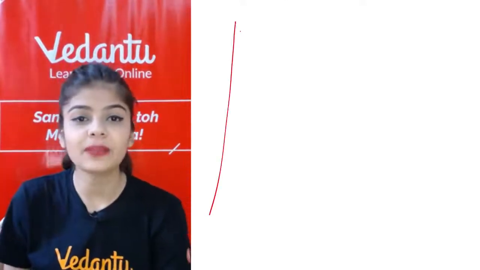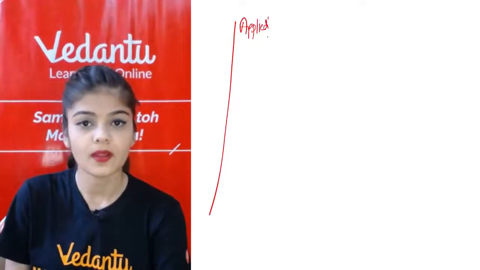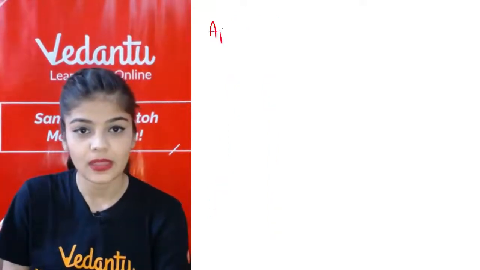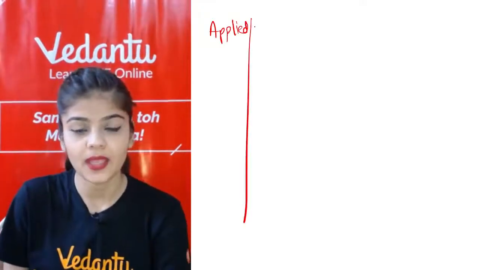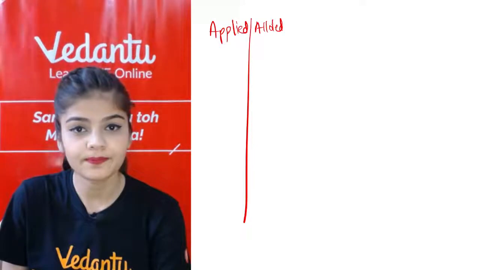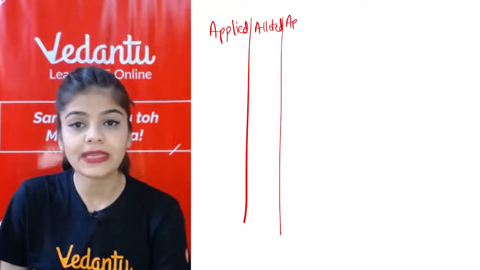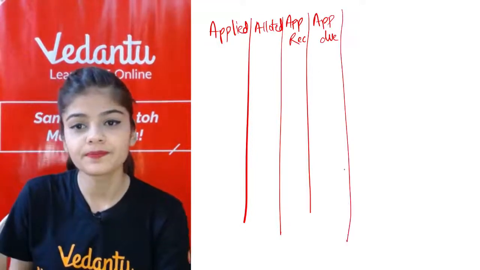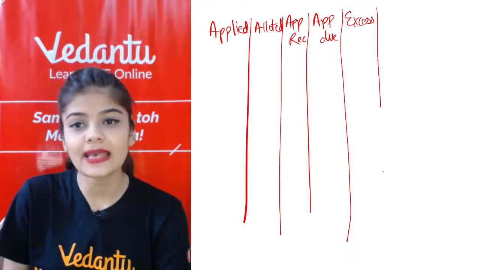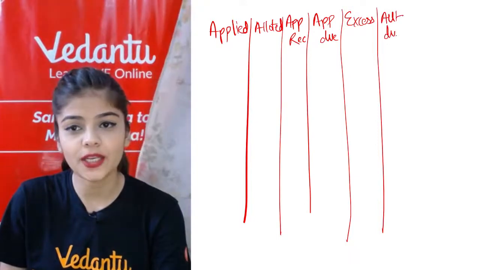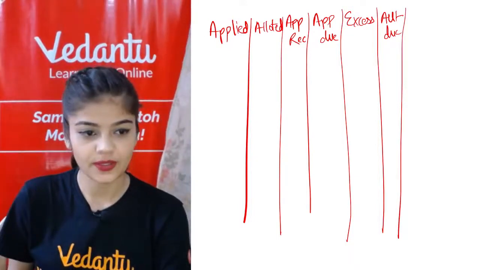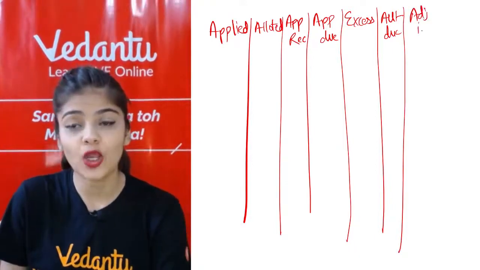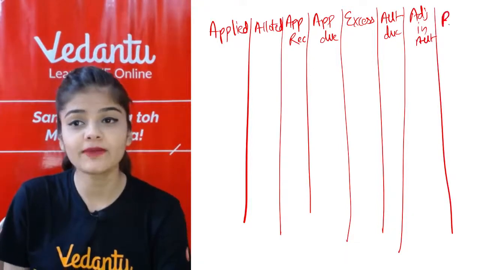The first column will be applied, then it will be allotted. First column will be applied, then it will be allotted, then application received, then application due, then excess, then allotment due, then adjusted in allotment, and the last column will be bank.